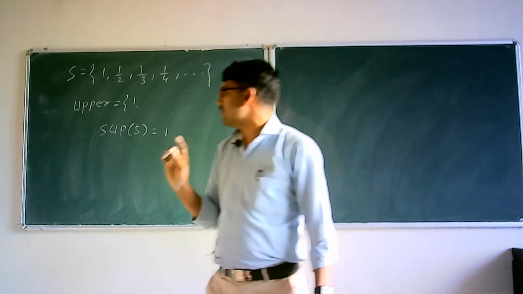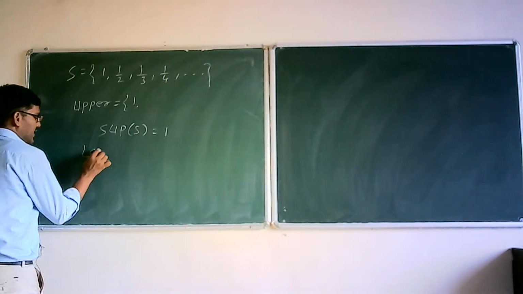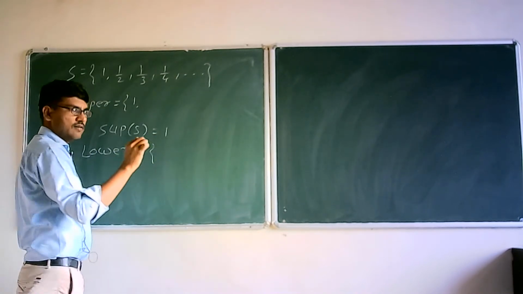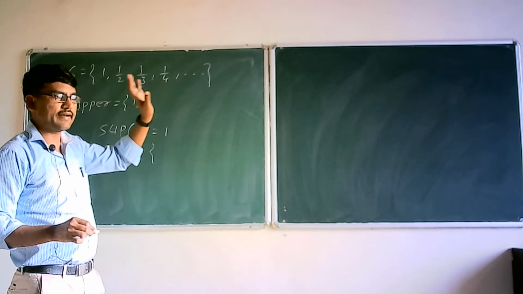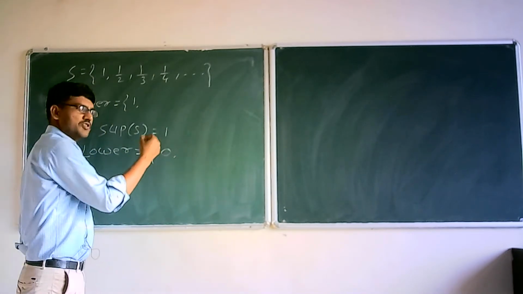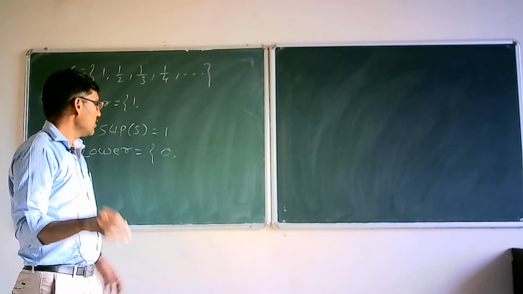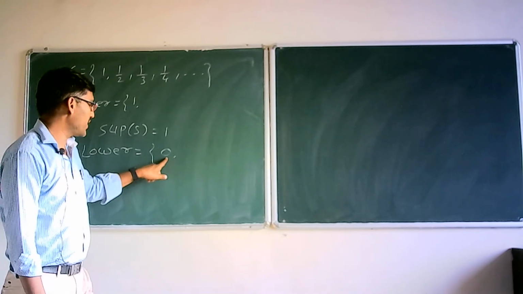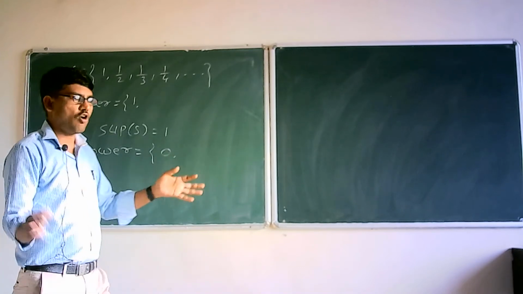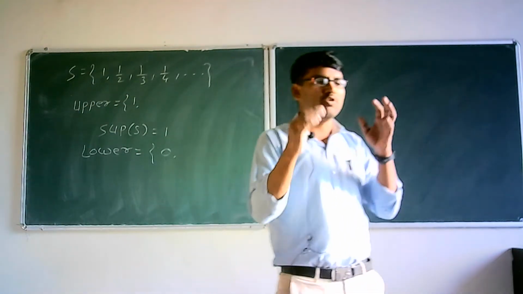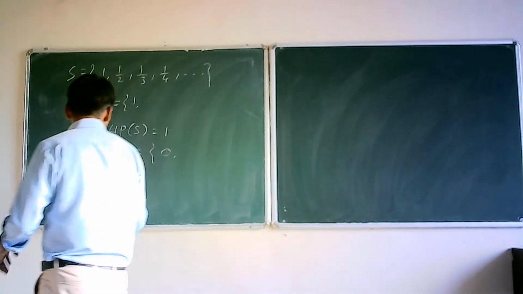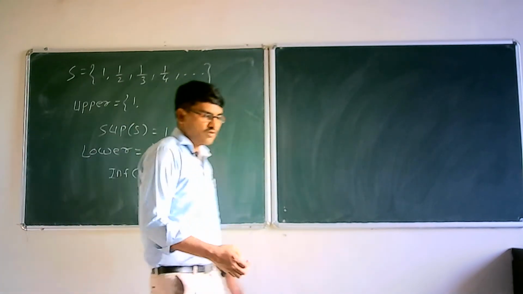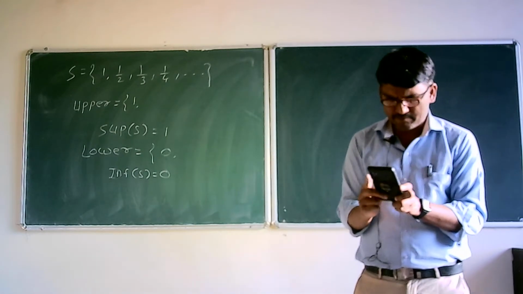Supremum is unique. Then what is the lower bound of this set? You can observe that all these numbers are greater than or equal to 0. There are 0.1, 1, but 0 is the last, that is 0 is the infimum, the greatest lower bound. If you collect all the lower bounds, then the greatest of the lower bounds is 0. And therefore infimum of S is 0. Now next, you could take one more example.